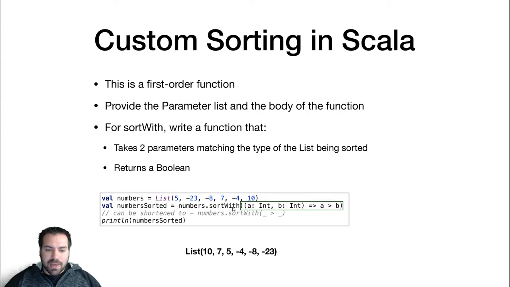For the sort with method, the function has to return a Boolean. A greater than b is a Boolean expression. It's going to return a result either true or false, and that's going to be the return value of this function. Yeah, big arrow. With the double equal, where like if you're creating a map and mapping keys to values, you have the little arrow with just a dash greater than.